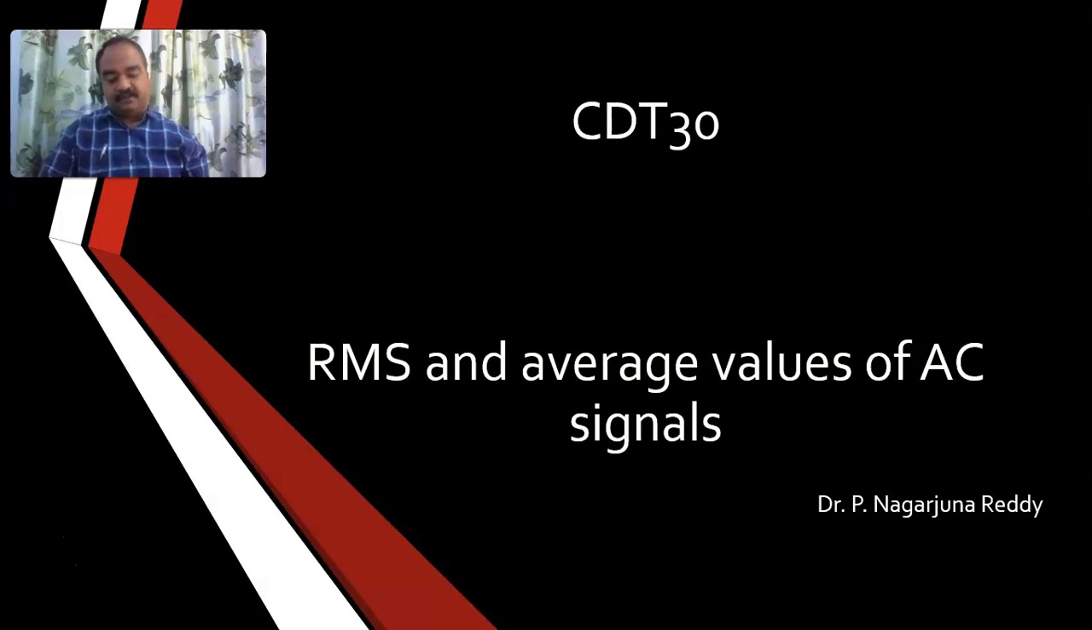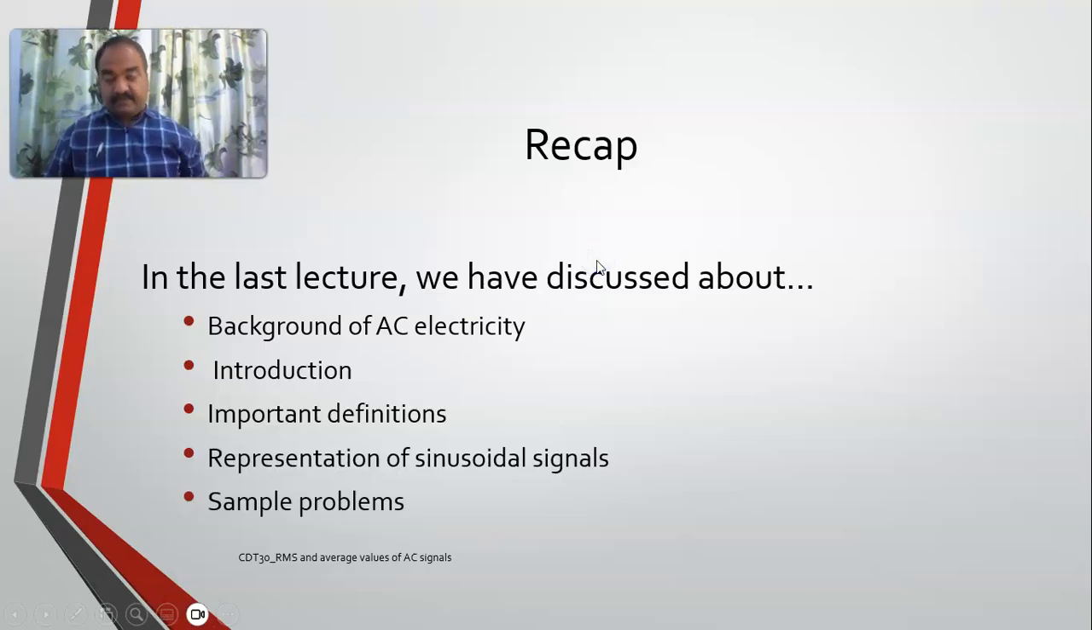Morning. Today we'll discuss RMS and average values of AC signals. In the last lectures, we have seen the background of AC electricity, and we have also seen a few key terms regarding AC electricity. We have seen the period, time period, the frequency, how they are to be calculated, and we have seen that sinusoidal signals can be represented in two ways.